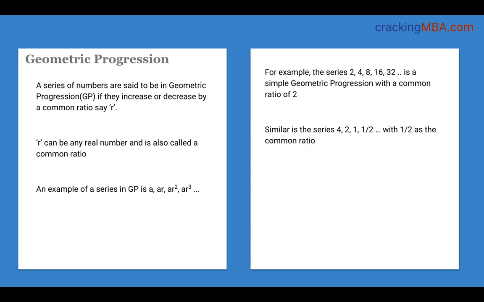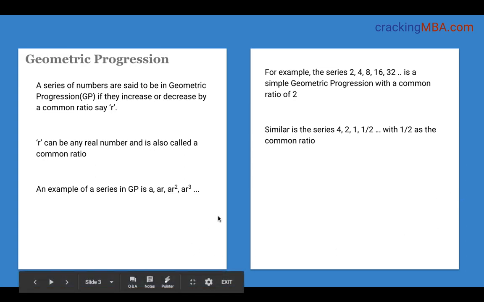A series of numbers is said to be in geometric progression if they increase or decrease by a common ratio, say r. So if I have a real number called r and it is a common ratio between several terms of the series, then I can say that that particular series is in a geometric progression. We can represent a geometric progression as a, ar, ar square, and so on.